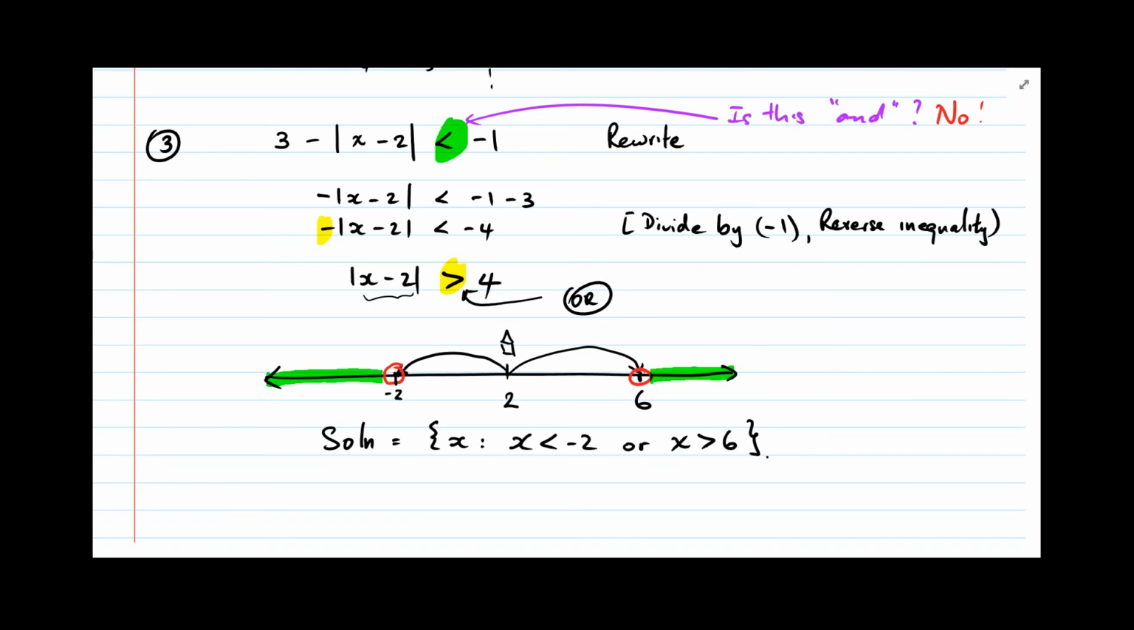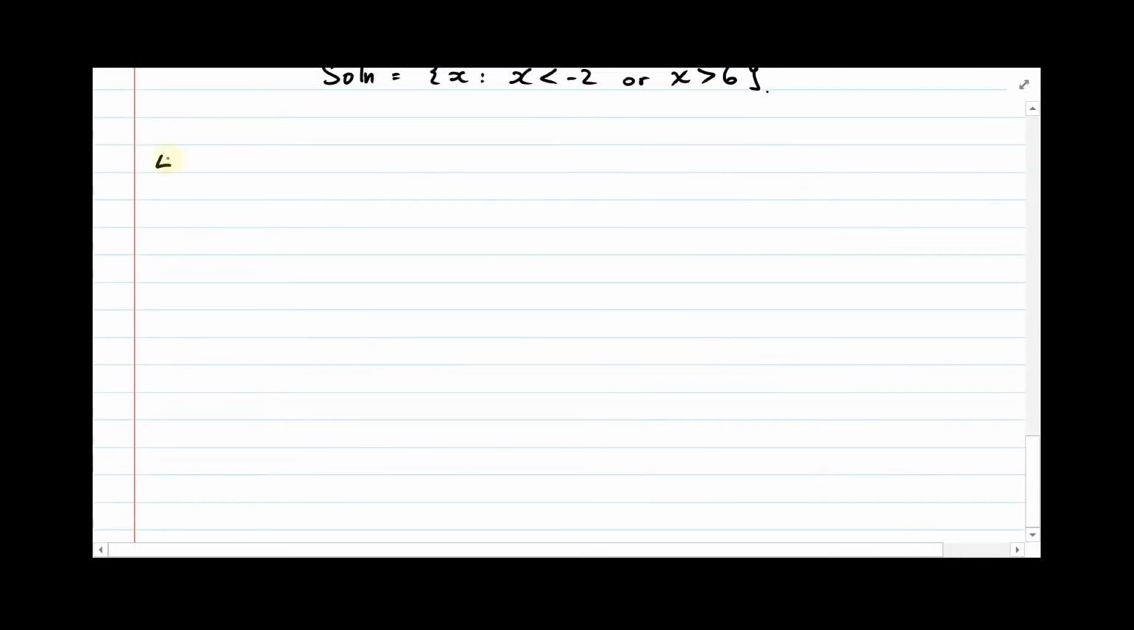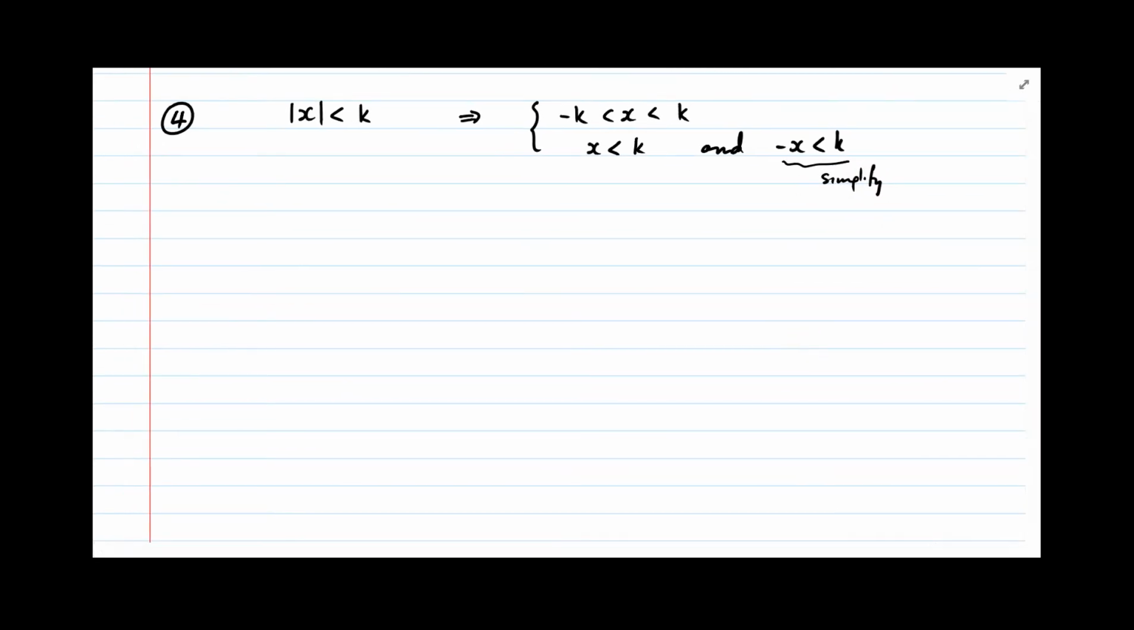With that in mind, let's now move on to the and statement. Remember, if we have the less than symbol, there were 2 ways of simplifying this. Either we could sandwich it between its positive and negative, or we could look at the individual parts, x is less than k and -x is less than k, simplifying as we go through. Alright, so let's see what we can do.